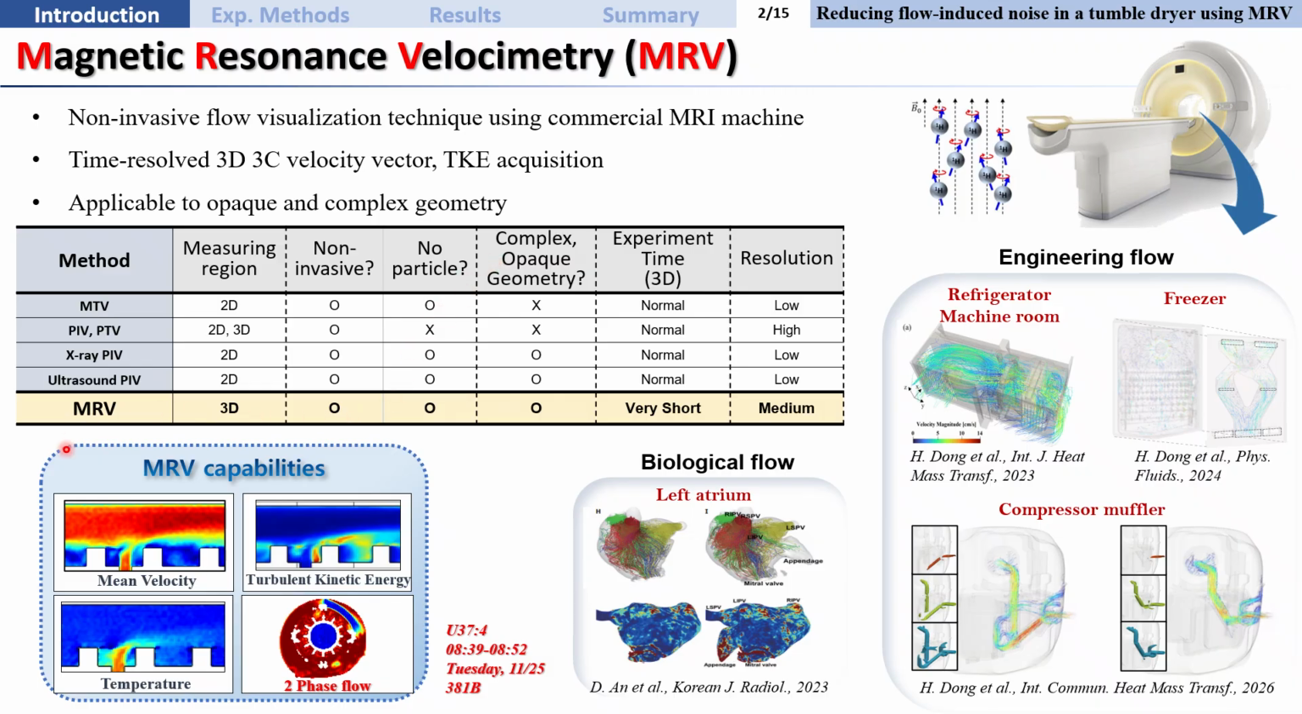And MRV can measure a wide range of characteristics, including the velocity, TKE, temperature, and two-phase flow. It was primarily used in the medical field, such as the blood flow in the heart and arteries. And currently, it is also widely used in various engineering flow fields, such as the flow inside the refrigerator and the compressor.